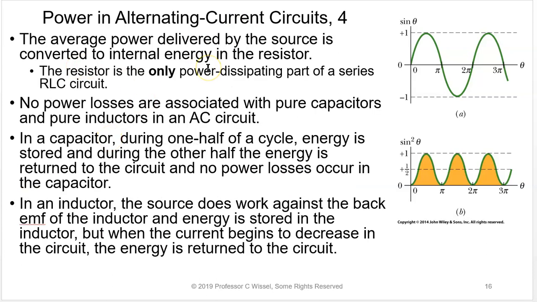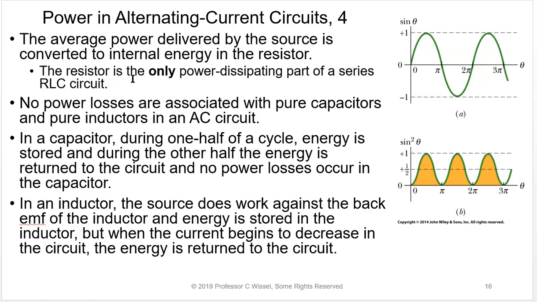Okay, so the average power delivered by a source is converted into internal energy in the resistor. The resistor is the only power dissipating part of a series RLC circuit. There are no power losses with pure capacitors or pure inductors in an AC circuit. In a capacitor, during one half of the cycle, energy is stored. During the other half of the cycle, the energy is returned to the circuit and no power losses occur in the capacitor.